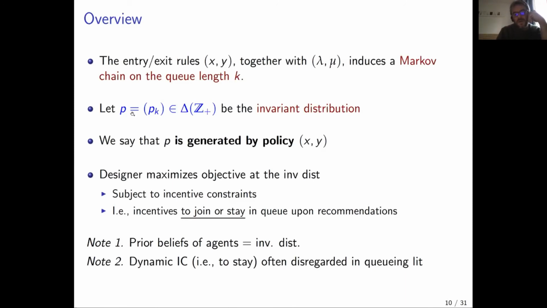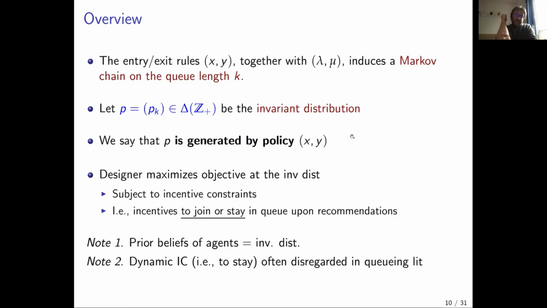Then I will say that P is generated by policy xy, meaning that if the designer chooses x and y, then the invariant distribution which corresponds to the Markov chain induced by x and y is going to be exactly p. Okay, so if the designer picks x and y, then for sure in the long run the invariant distribution will be p.